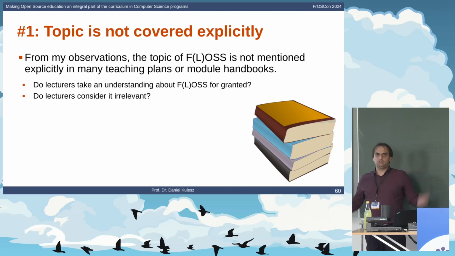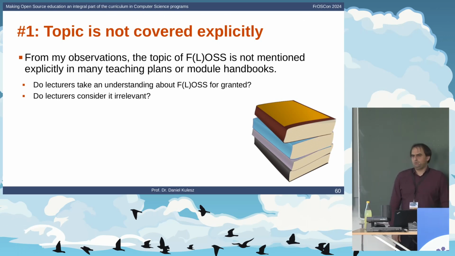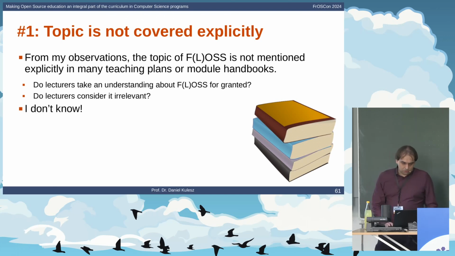Software licenses and stuff like that. Is this really important later for the job? No, of course not. But actually, I don't know why this topic is not covered. There are just some assumptions. Maybe the next one is a possible explanation.